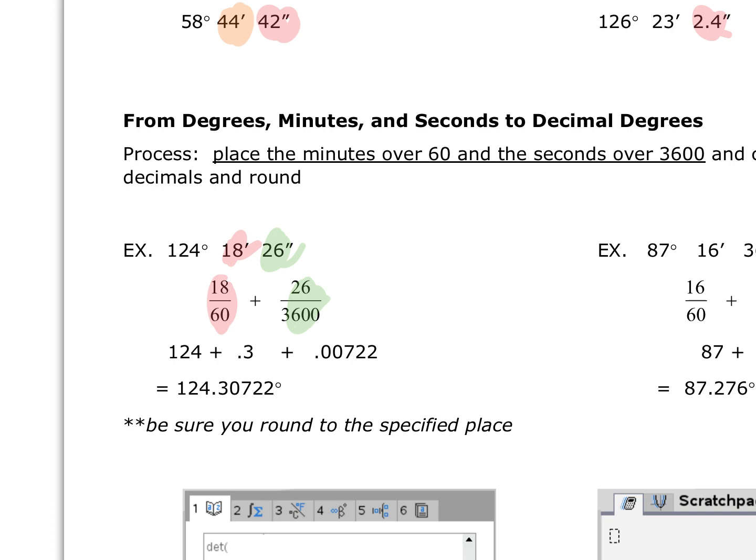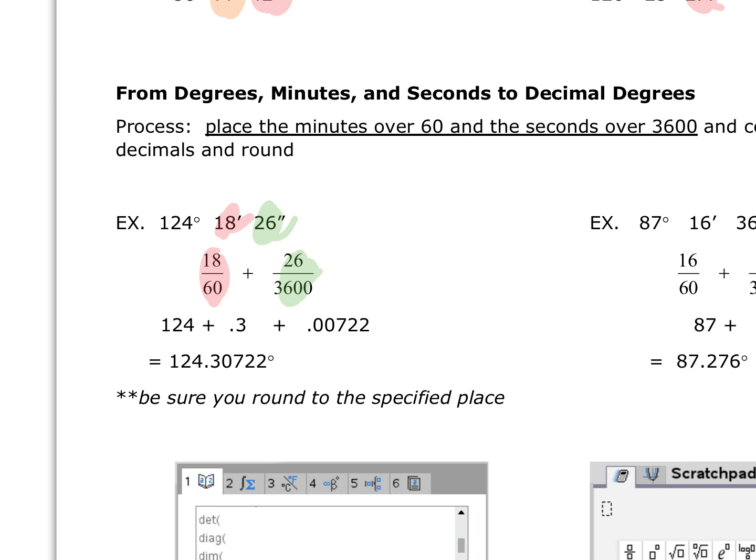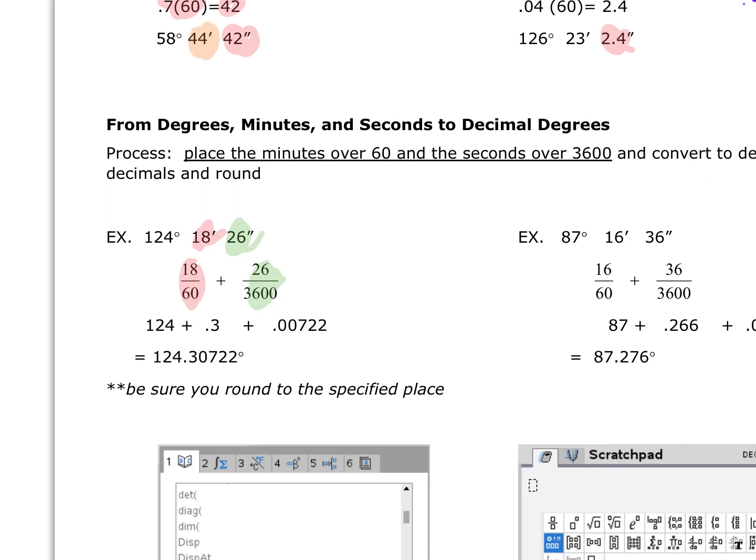Boom. Nice, right? So 124 point whatever the decimal is. Then you've got to get that into seconds, 60 times 60. So 18 over 60, the minutes are over 60, the seconds are out of 3,600. Okay, we can just plug it into the calculator. 18 divided by 60 plus. Oh, look who's listening. That's crazy.